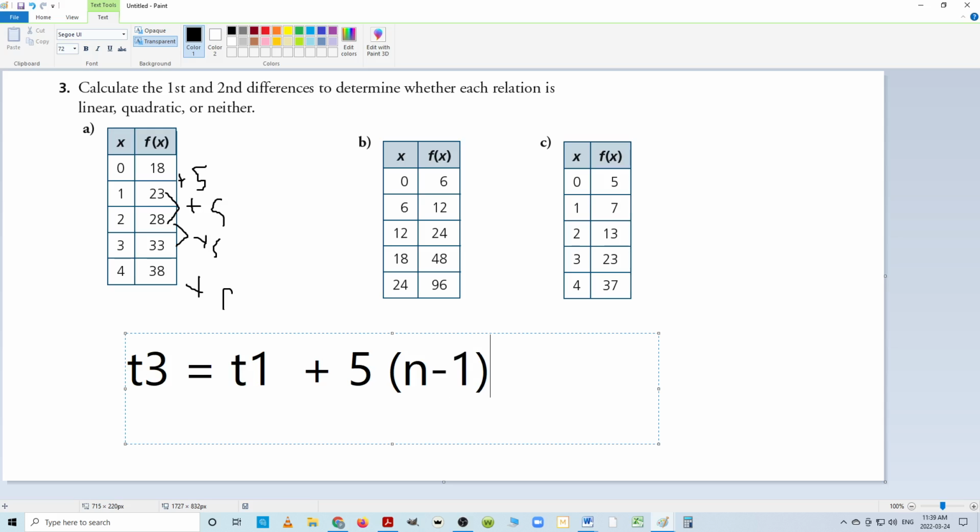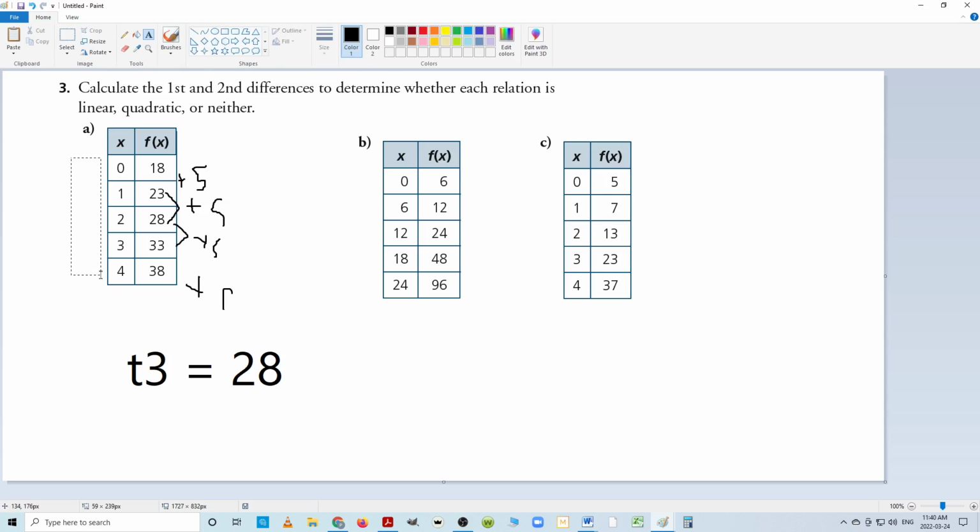So in this case, if I want to find term 3, I take term 1 up above, which was 18. I know that if I multiply 5, the term I'm looking for is term 3. 3 minus 1 is 2. 2 times 5 is 10. 10 plus 18 is 28. And if I look at the chart, I have to be careful now because I've renumbered the terms like this.